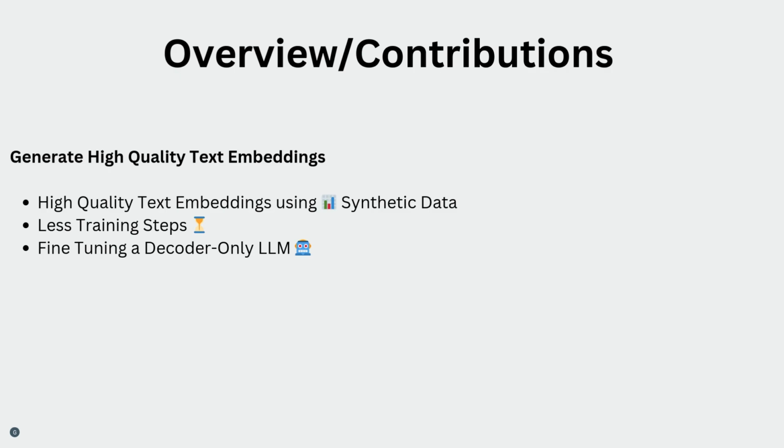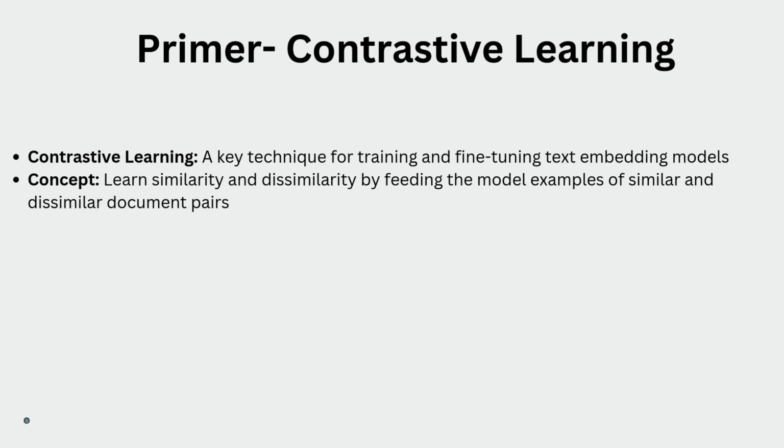This approach also allows us to leverage the power of extensively pre-trained large language models. This approach achieves state of the art on text embedding benchmarks like MTEB. Before we dive into the technical details of this paper, I thought it could be helpful if we get a refresher on some of the key concepts behind this paper. Let's start with contrastive learning.